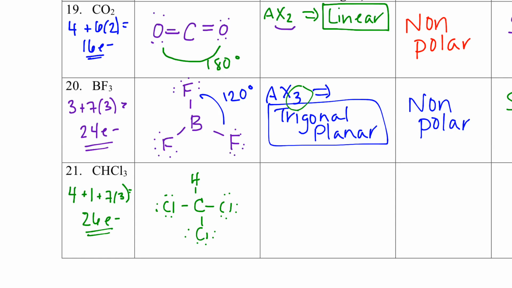Now let's just see if everything's happy. Our carbon in the center is surrounded by 8 electrons, so that's good. Our hydrogen has 2. Each of our chlorines have 6 lone pairs and 2 shared, so they're good with 8. So that is what our Lewis structure would look like.